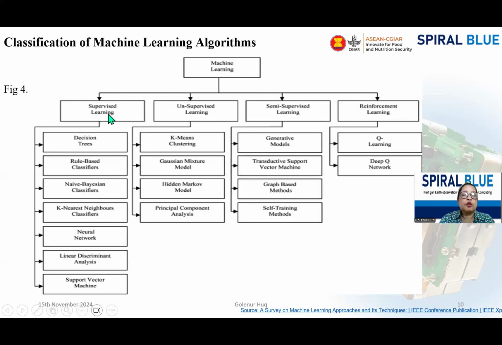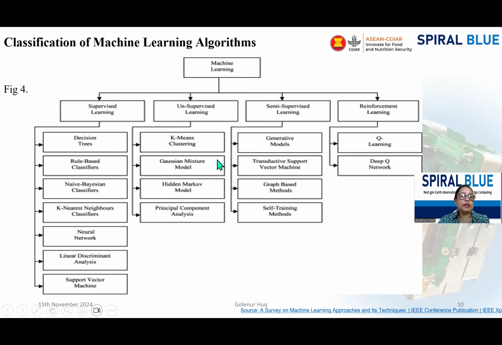Semi-supervised learning is the combination of supervised learning and unsupervised learning. That means it is a merger of labeled and unlabeled data. In reinforcement learning, the software agent learns from the interaction with the environment to take actions that would maximize reward.